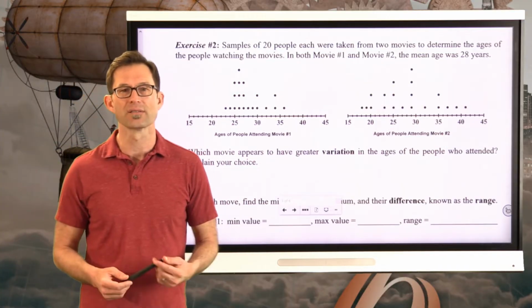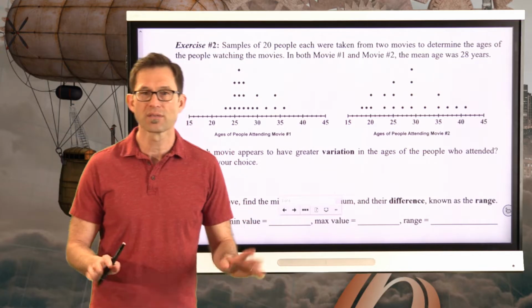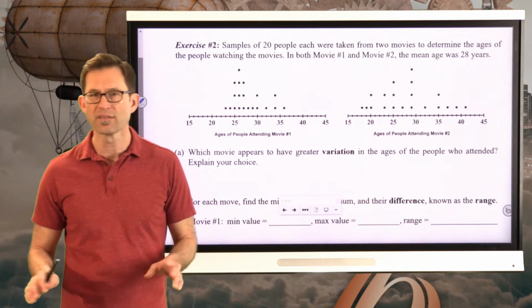Let's take a look at a classic example in exercise number 2. Samples of 20 people each were taken from 2 movies to determine the ages of the people watching the movies. In both movie number 1 and movie number 2, the mean age was 28 years. Letter A, which movie appears to have greater variation in the ages of the people who attended? Explain your choice. So before we even get into that, let's take a look at what we have.